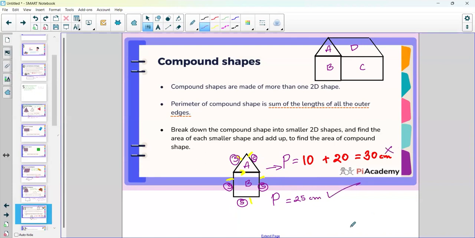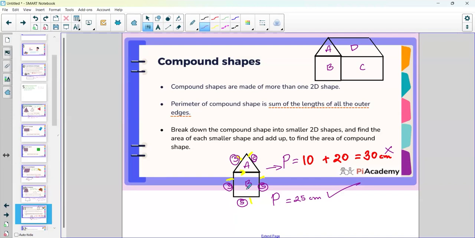So always remember, perimeter is simply the sum of all the lengths lying outside of the compound shape, okay? Don't get taken away by the definition and misinterpret it and end up adding the length which is inside of the shape. So perimeter should always be calculated by adding up lengths of outer sides of the shape.